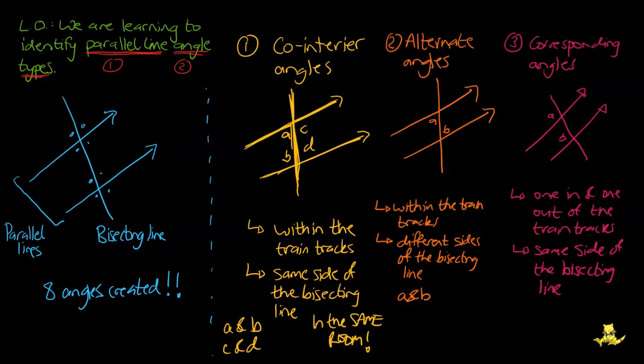So with corresponding angles, there's actually a lot more corresponding angles than there are for co-interior and alternate. So we've got A and B. You could also have a look, C and D over there are corresponding to each other. You could have E up the top there, F down the bottom there. They correspond to each other. And you could have the same G up the top there, H, and then I and J. So lots of different pairs of corresponding angles.